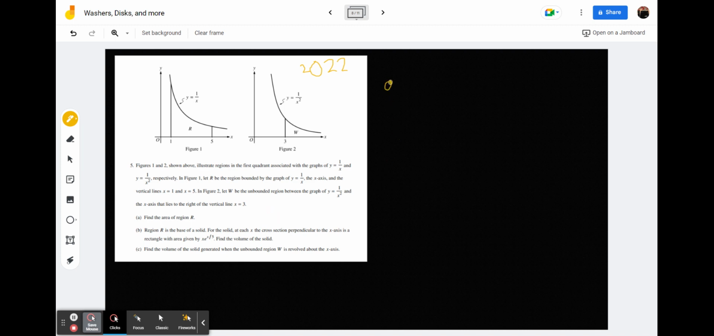Question A, find the area of the region R. Well, this is pretty easy. It's just the area under the graph. So you take the integral from 1 to 5 of our function 1 over x dx. This is just going to be equal to ln x from 1 to 5, which is just equal to ln 5, because ln 5 minus ln 1 is 0. So ln 5.